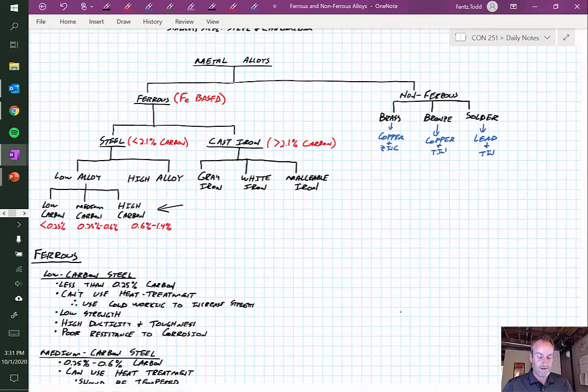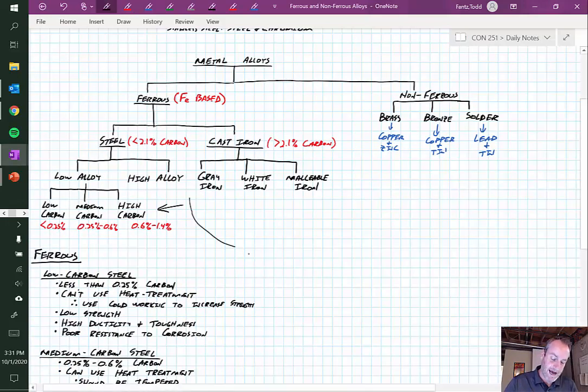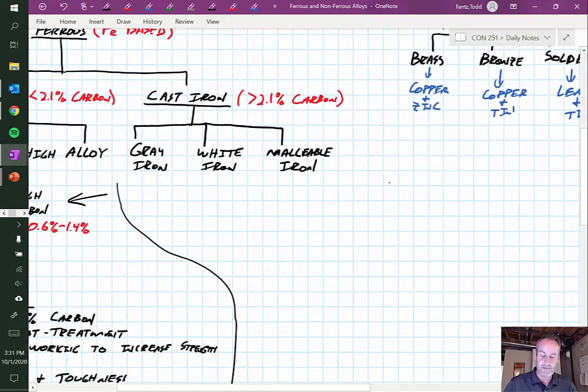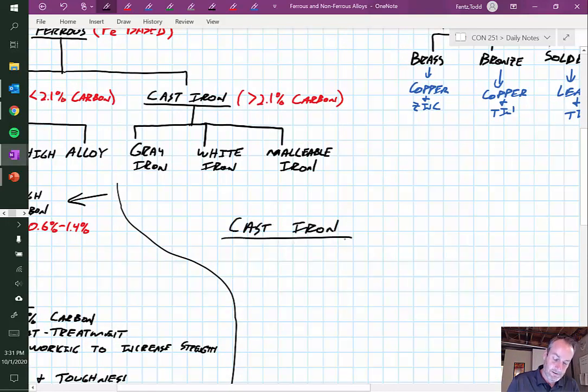Also, under these ferrous materials, we have this other side, this cast iron side, right? Where I said we had gray iron, white iron, and malleable iron. Well, let's start with a basic definition of cast iron. And with cast iron, we have much more carbon. We're talking about 2% to 4%. And what this excess carbon does is it makes the material hard but brittle.